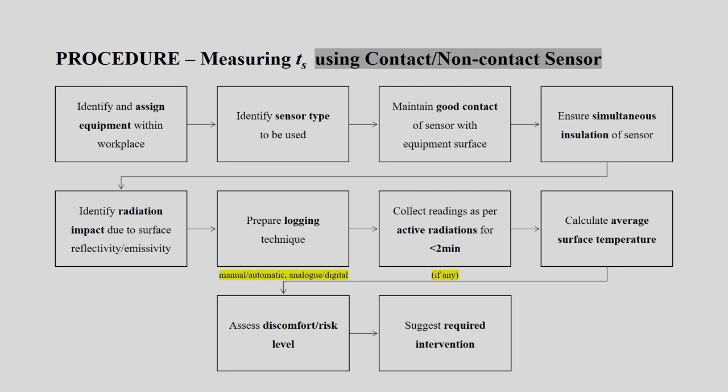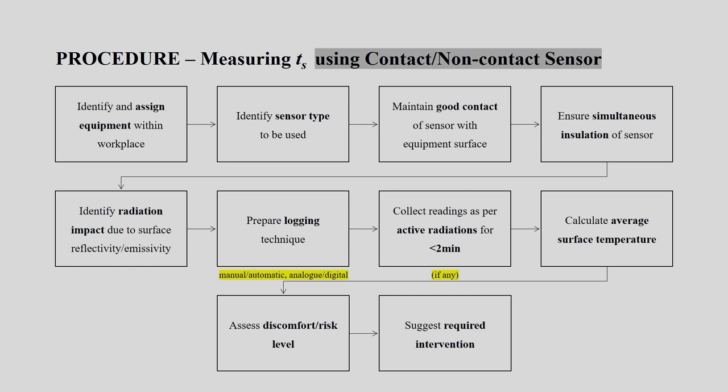Then maintain good contact of the sensor with the equipment surface. If the surface of the equipment and the instrument you are measuring with are not making proper contact, then your readings are going to be different, or it is not going to give you the correct reading. So first you need to establish that the contact is correct. Ensure simultaneous insulation of the sensor, because if you do not, then maybe the sensor is going to get damaged. Identify the radiation impact due to surface reflectivity or emissivity, and then prepare the logging technique.